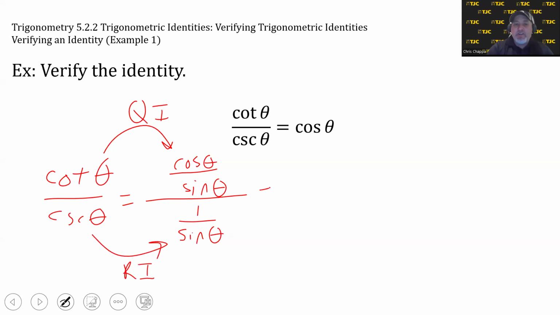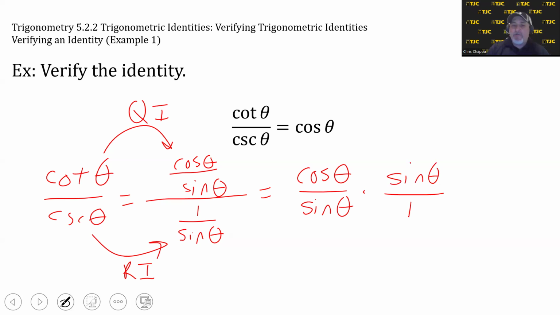And now we're going to do an algebra move. The algebra move is to divide two fractions. You multiply the first by the reciprocal of the second. So we're going to multiply cosine over sine times sine over 1. And then algebraically, the sines cancel, leaving cosine over 1, which of course is just cosine. That was our goal. Our goal was to turn it into cosine.